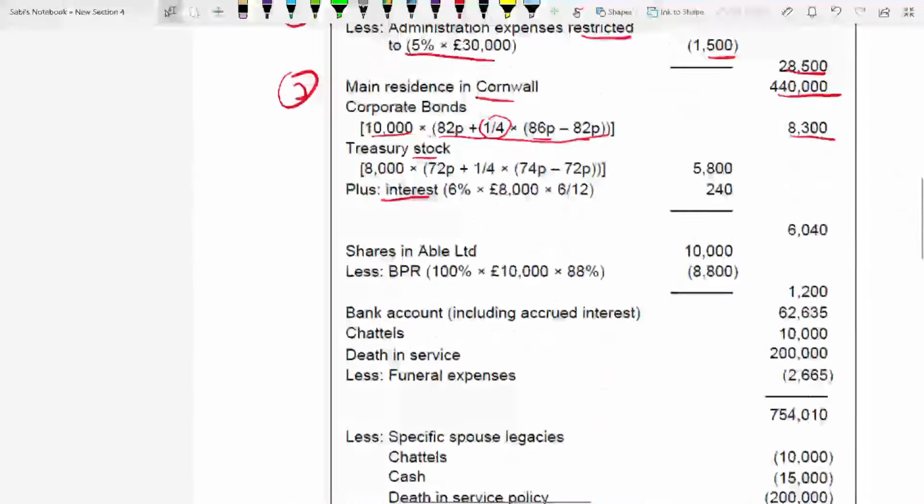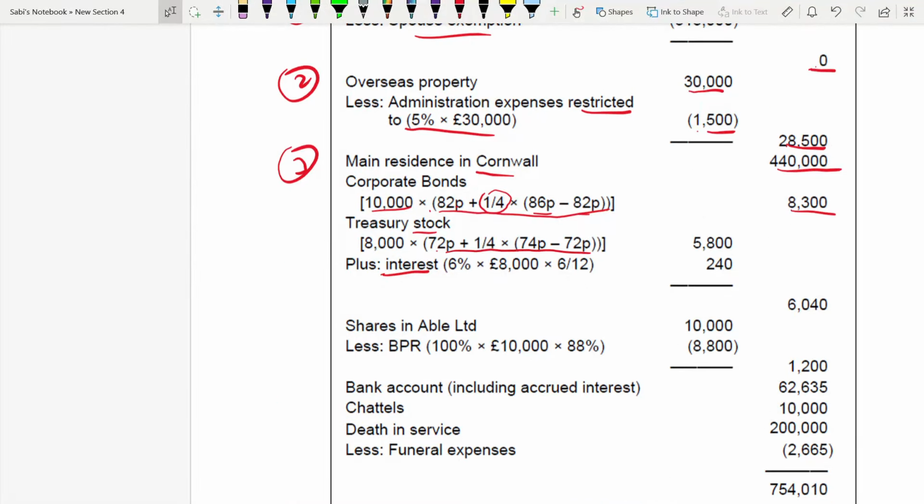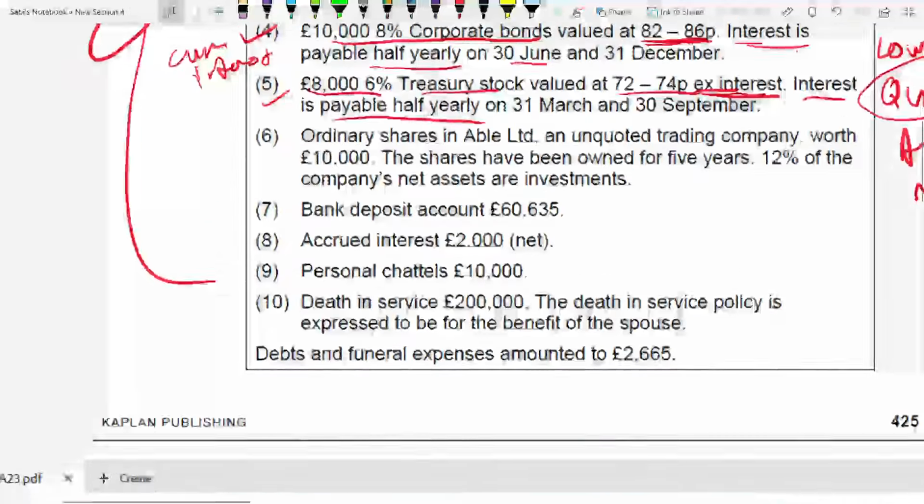So the method of calculation, both are same. This is also quarter up, 72 plus 1/4 into 74 minus 72, into 8,000. We add the 6% of 8,000 for 6 months. That 240 interest we add with this and we get this. So this is for corporate bond, treasury stock, fifth. Done. Now coming to the sixth one.